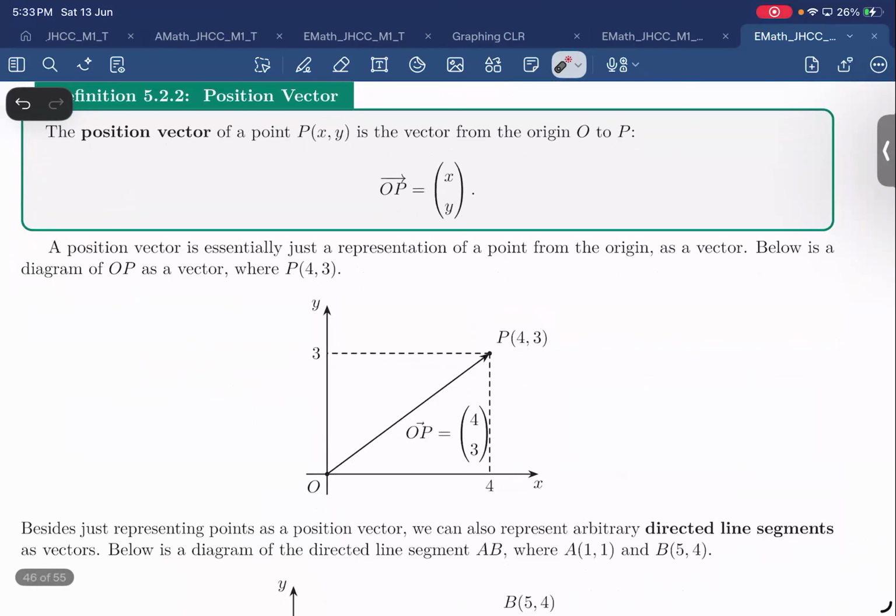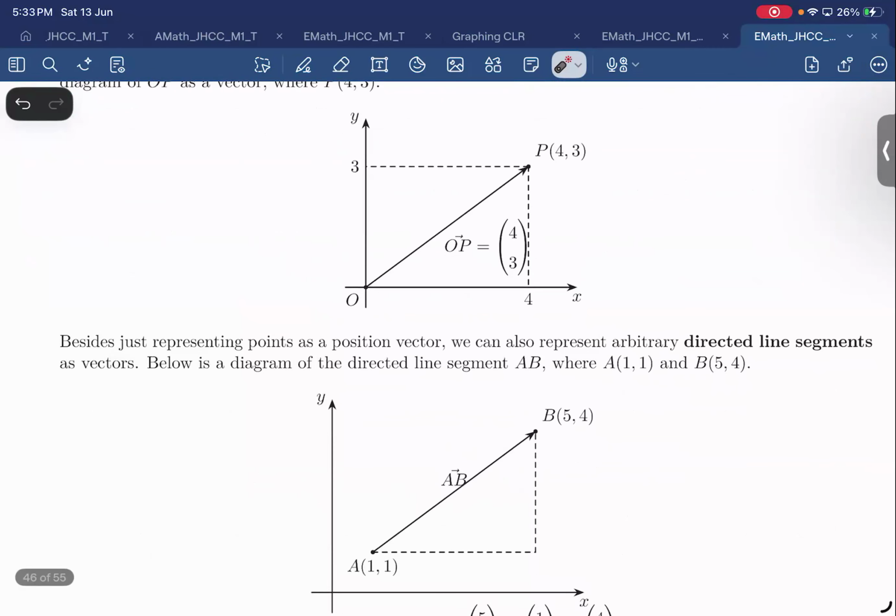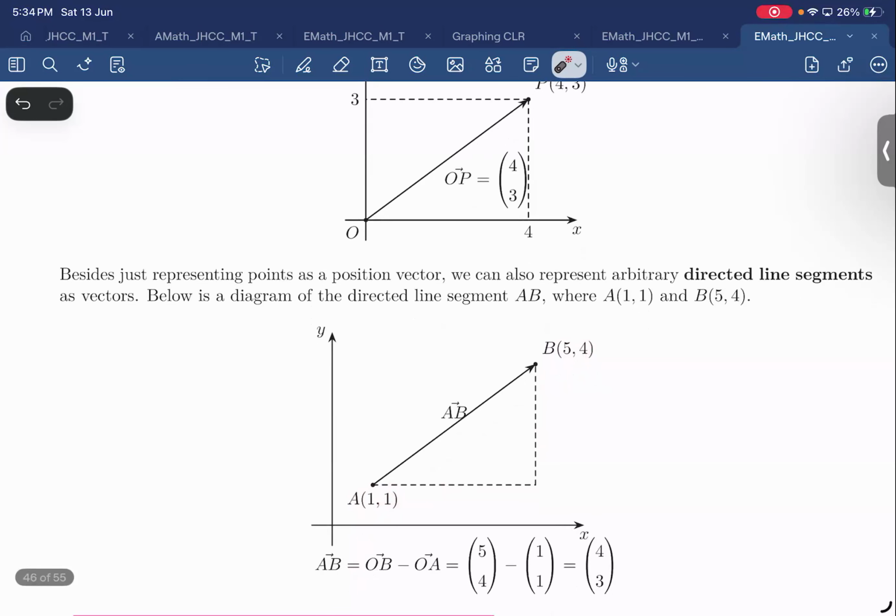But of course, for vectors, you need not start from the origin. You can start from anywhere else. So I can start from this point (1, 1) and I want to go to (5, 4). What happens here is I'm moving 4 units in the x direction and 3 units in the y direction. The x coordinate goes from 1 to 5 and the y coordinate goes from 1 to 4. So this is (4, 3). So actually this line segment AB is also equal to (4, 3).